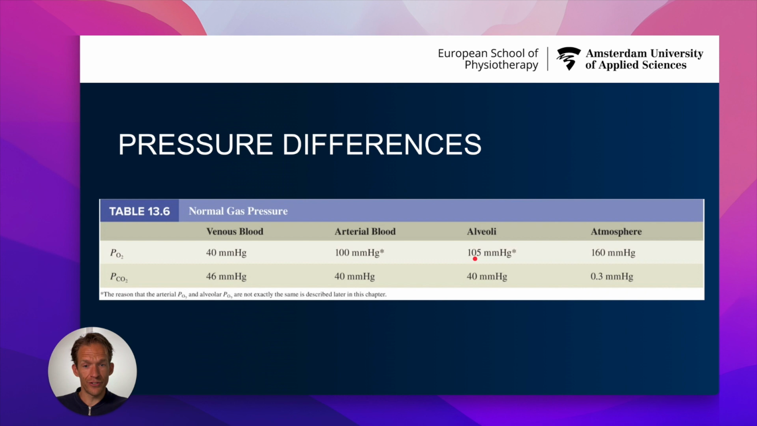For PCO2, you see that the pressure difference is the opposite. So here you have in the arterial blood surrounding the capillaries, for example, 40 millimeters of mercury pressure, and in the alveoli it's also 40, so that is only a marginal difference. And then in the atmosphere, as we saw in one of the previous slides, it's 0. So it is always relatively easy for the body to have CO2 diffuse from the alveoli into the atmosphere because the pressure difference is relatively large.